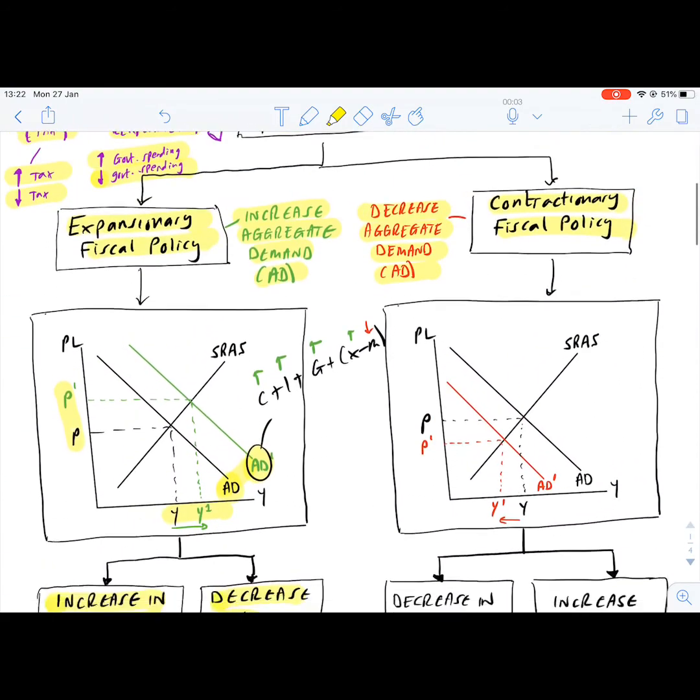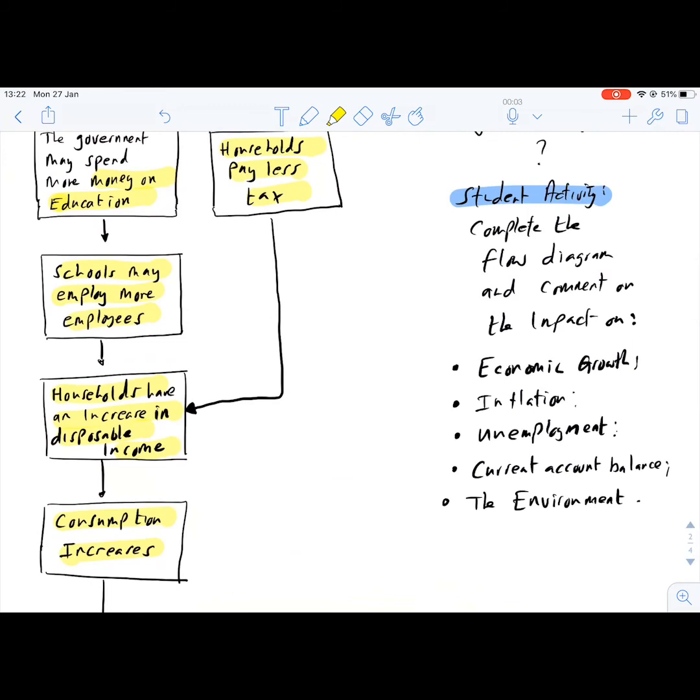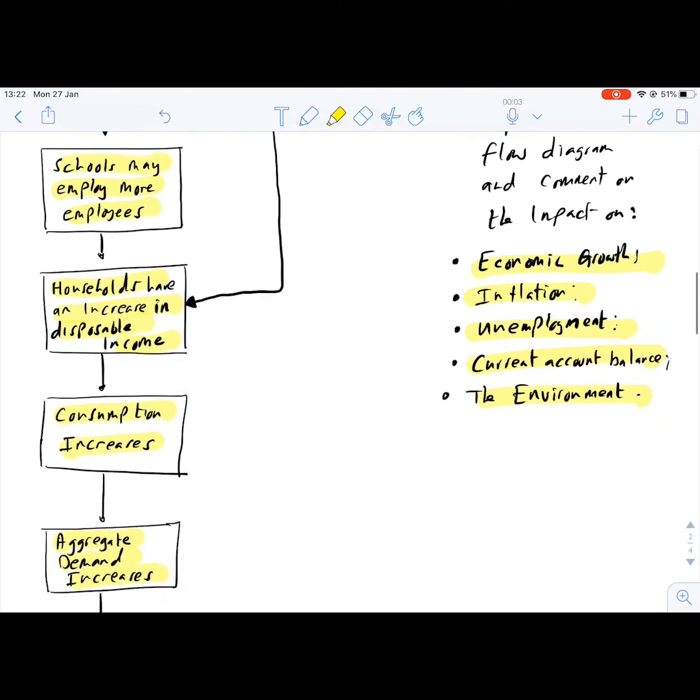Now let's have a look at contractionary fiscal policy. Two types. There can be a decrease in government spending or an increase in taxation. Your student activity is to complete the flow diagram and comment on the impact on economic growth, inflation, unemployment, the current account balance and the environment.